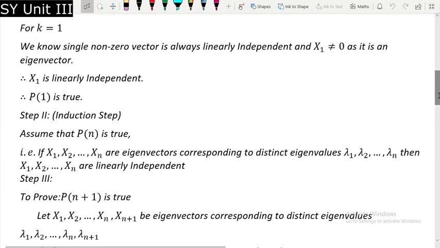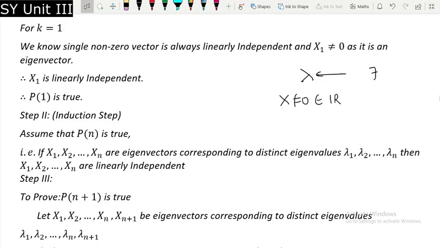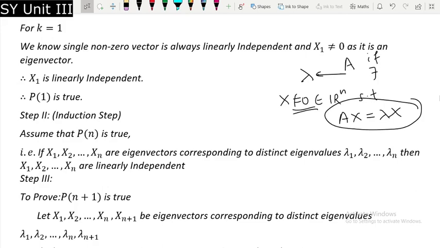Yeah, eigenvector. So x is said to be an eigenvector corresponding to eigenvalue lambda, or you can say lambda is said to be an eigenvalue, if there exists x not equal to 0 belonging to R^n such that Ax is equal to lambda x, isn't it? Lambda is said to be an eigenvalue of a matrix A if there exists x not equal to 0 belonging to R^n such that Ax is equal to lambda x.